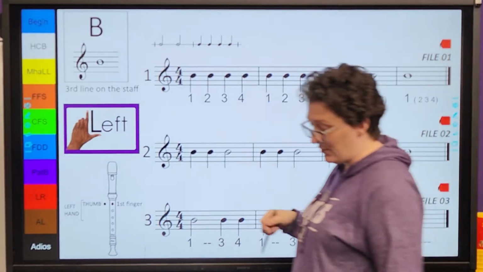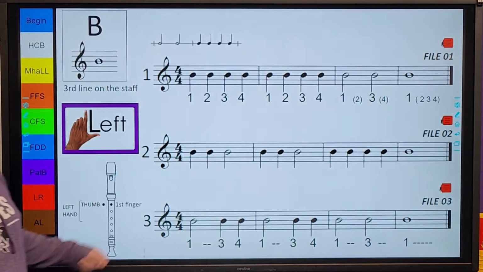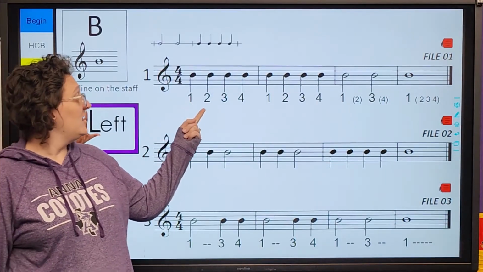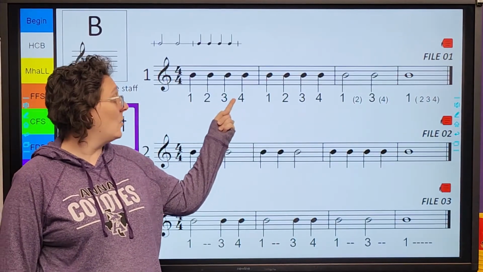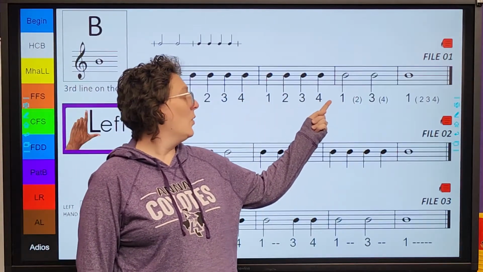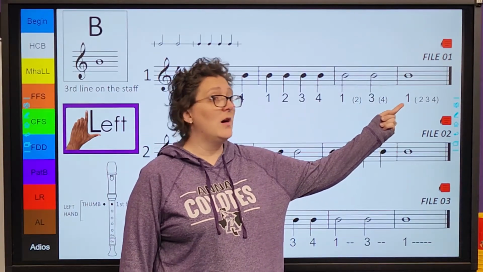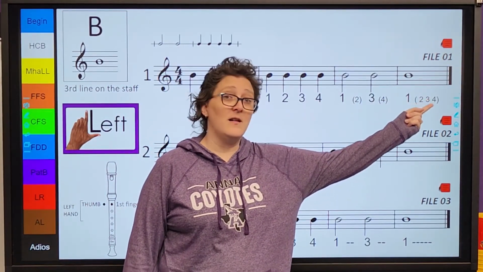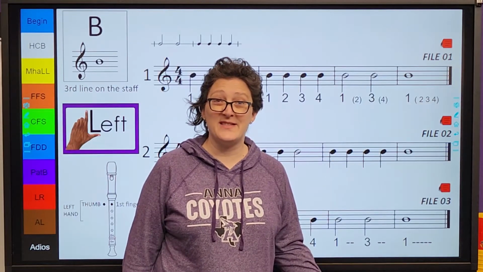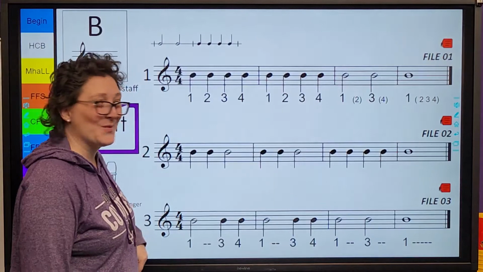Let's count this one right here. Join me, ready, here we go. 1, 2, 3, 4. 1, 2, 3, 4. 1, 3, 1. Hey, that was exactly what we did on the last page. Did you catch that? Next one up.